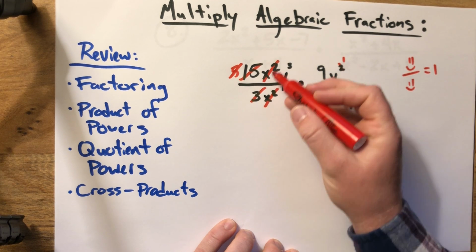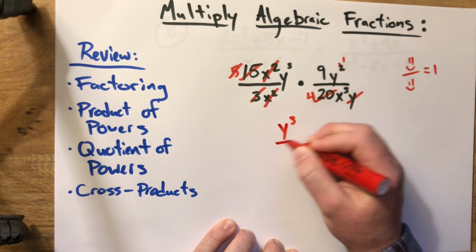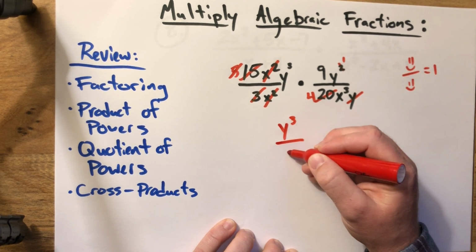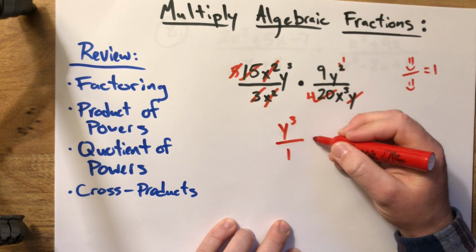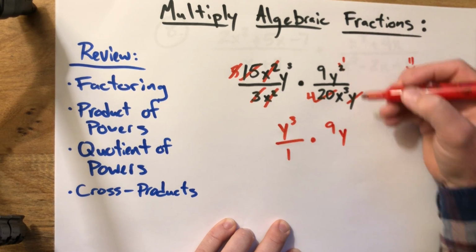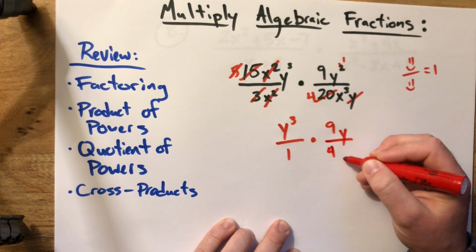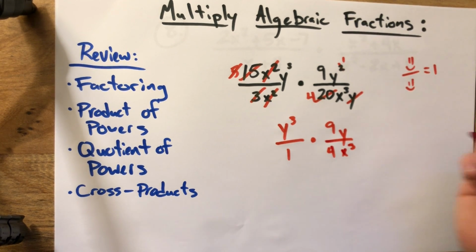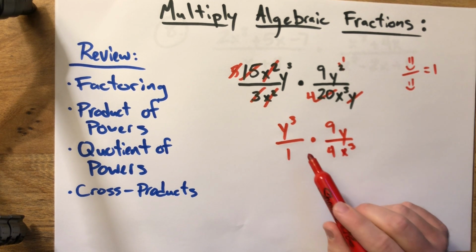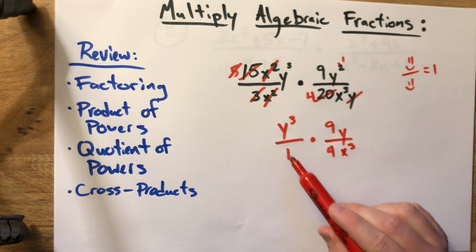The 5, the 15, the x squared are all gone. I do have that y to the third, though. 3x squared, they're all gone, but there's actually an understood 1 there in its place, so we'll keep that 1. 9, and that's just going to be y, or y to the first if you wanted. 4x to the third. I think everything else canceled out there. Looks good.